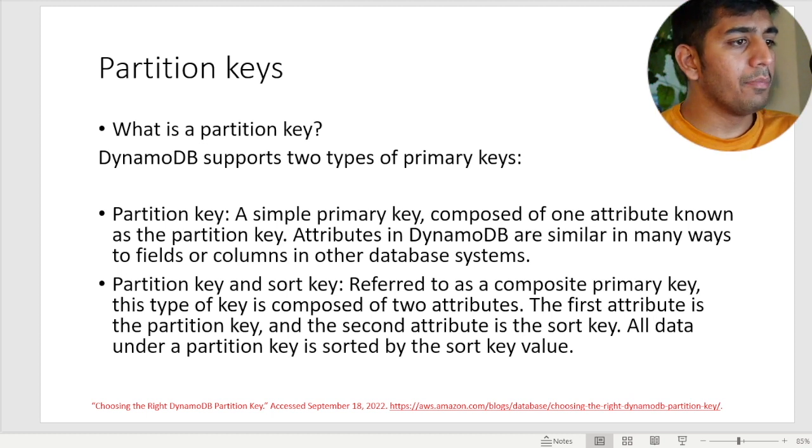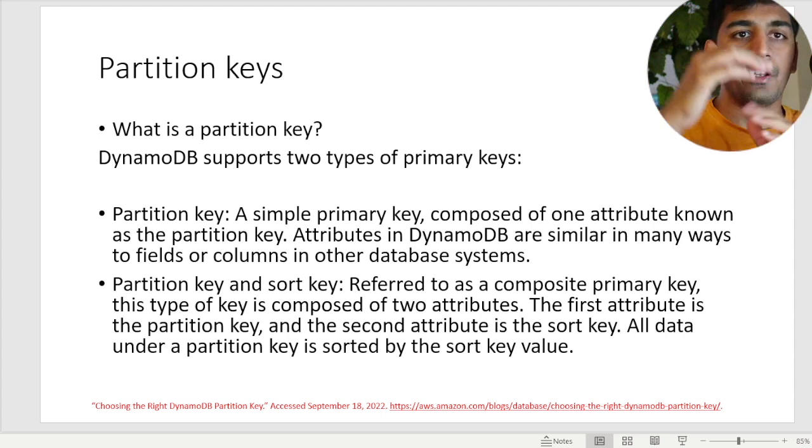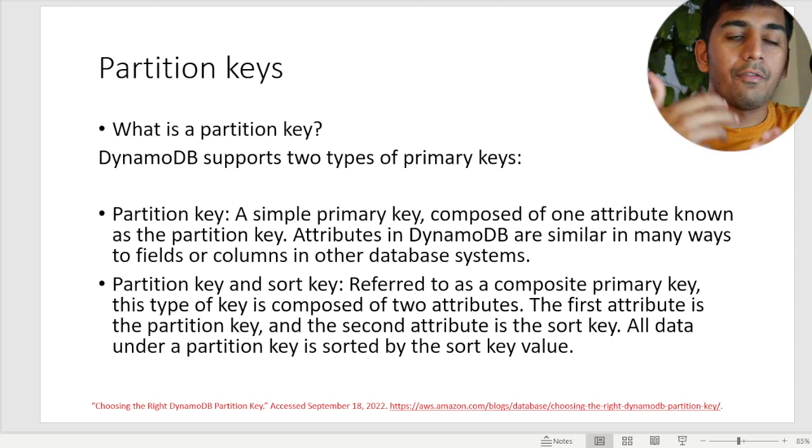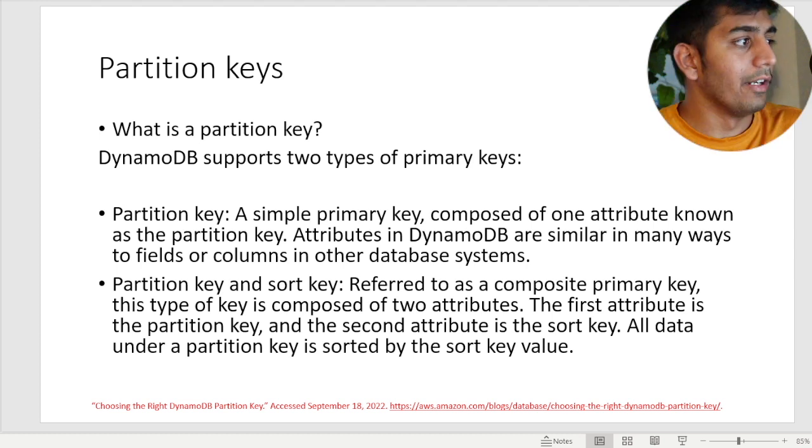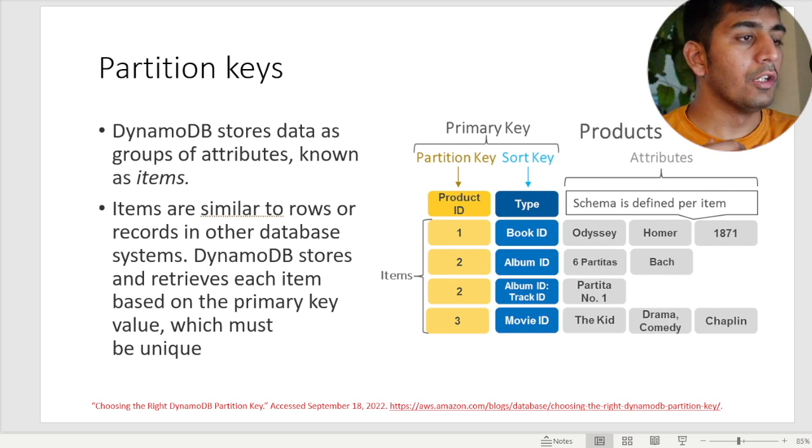This type of key is composed of two attributes. The first attribute is the partition key and the second attribute is the sort key. All the data under a partition is sorted by a sort key. So basically a partition will have multiple items, and you could filter from those multiple items. That is essentially the sort key. You could filter the data when you retrieve the data for a given partition. Hopefully this will make sense. For example, let's say I say, give me everything for product ID 1. Now product ID 1 might have several books or several pieces of data, and you could filter on that data using a sort key.